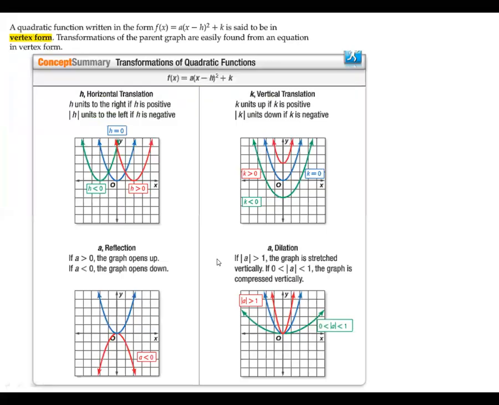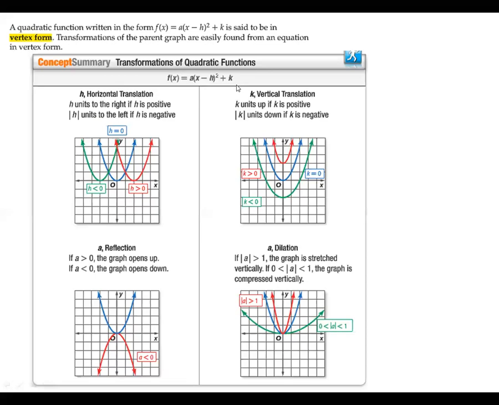Pretty cool, huh? All right, last thing we want to talk about is vertex form. A quadratic function written in the form a times the quantity x minus h squared plus k is said to be in what's called vertex form. Transformations of parent graphs are easily found from an equation in vertex form, okay, because the minus h and the plus k tell you where to put the vertex of the parabola.